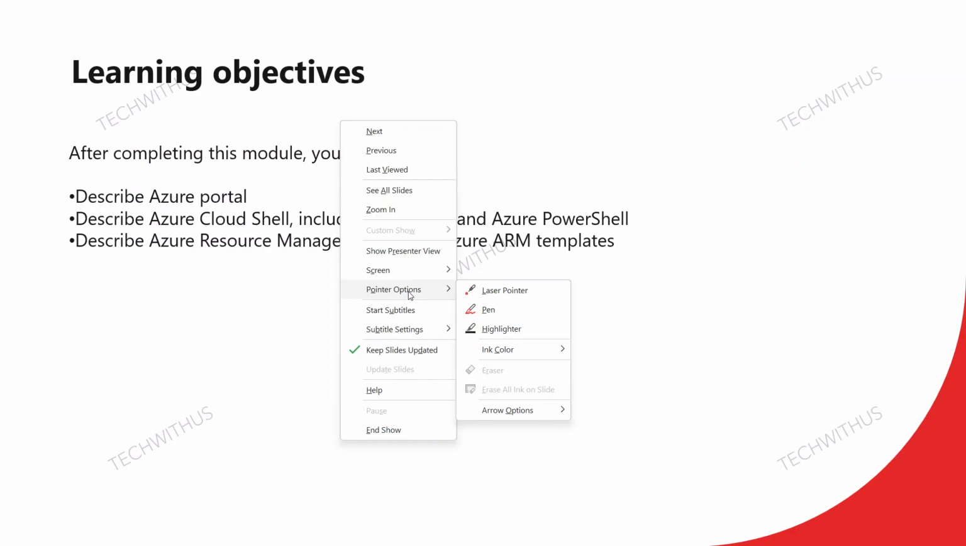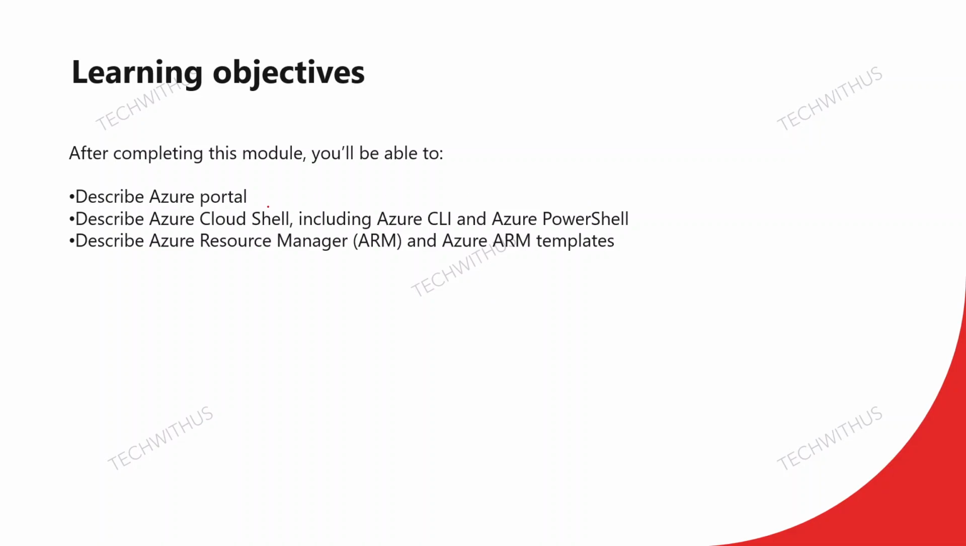It might be through the portal directly. So we will go to the Azure portal, and from the Azure portal we will be creating the resources. Or else we will be having two more interfaces, the Cloud Shell, including the Azure CLI and Azure PowerShell. And apart from this, we have Azure Resource Manager and Azure ARM templates.